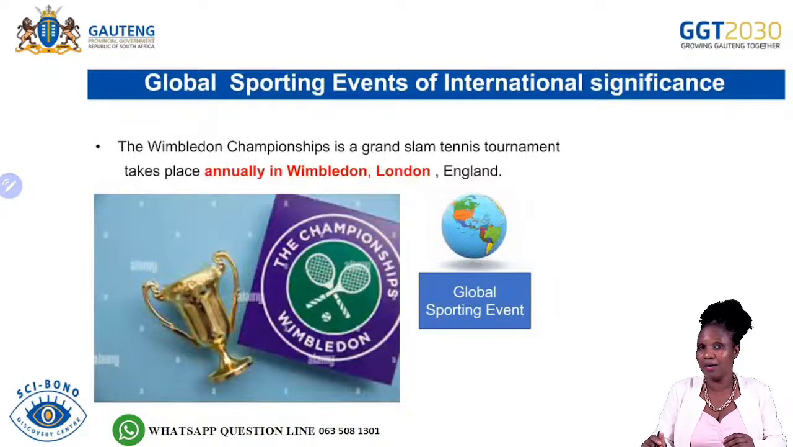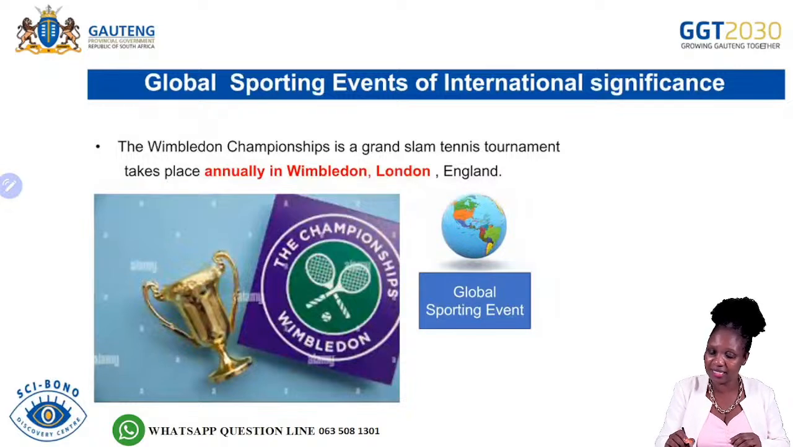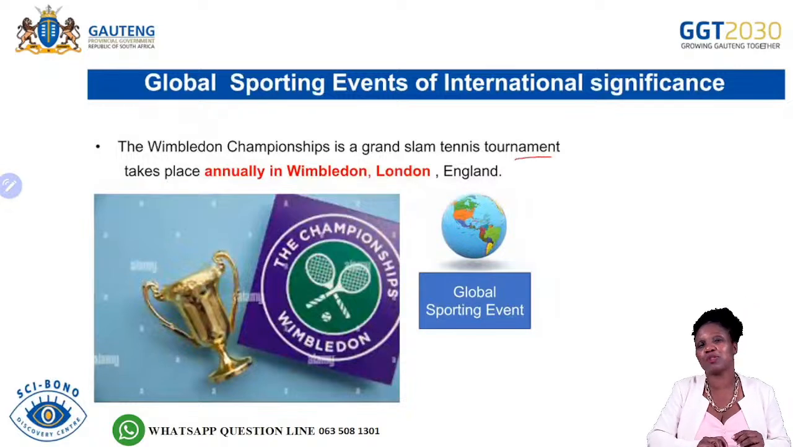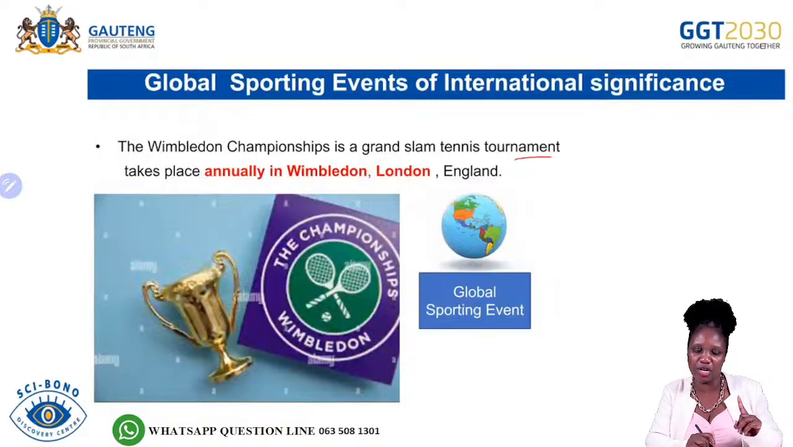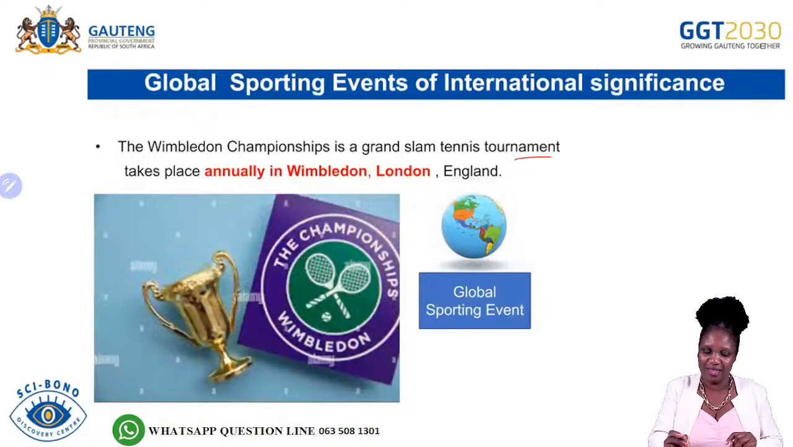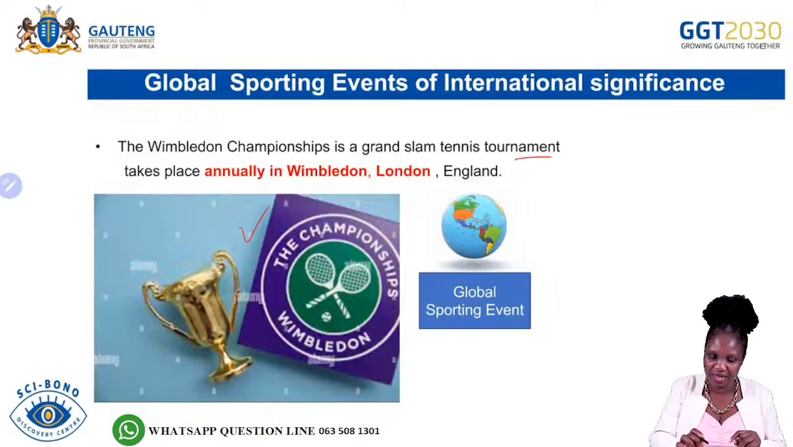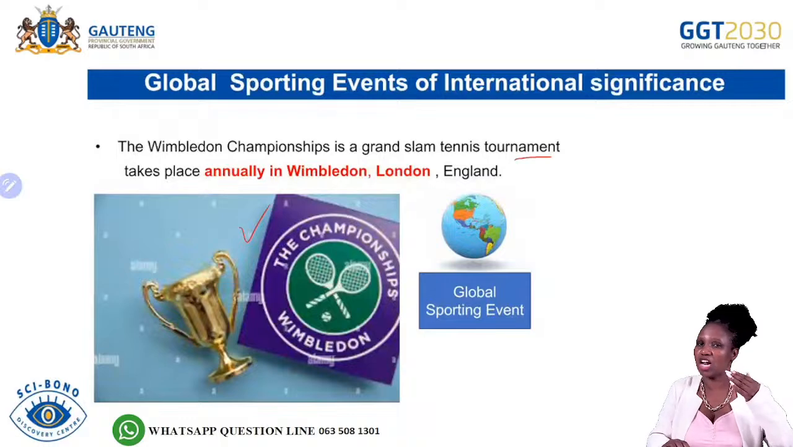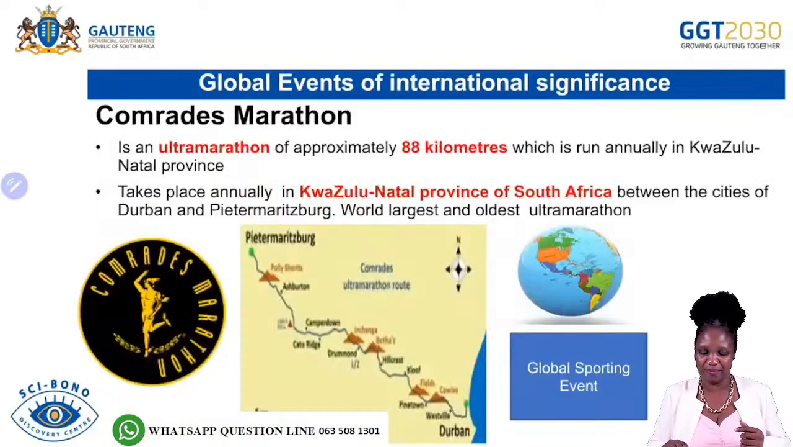The other global events of international significance, we've got the Wimbledon Championship. It is a Grand Slam tennis tournament that takes place annually in Wimbledon, that is in London, in England, right? This is the cup there, all right? The Wimbledon Tennis Championship, all right? It is a global sporting event that takes place annually.